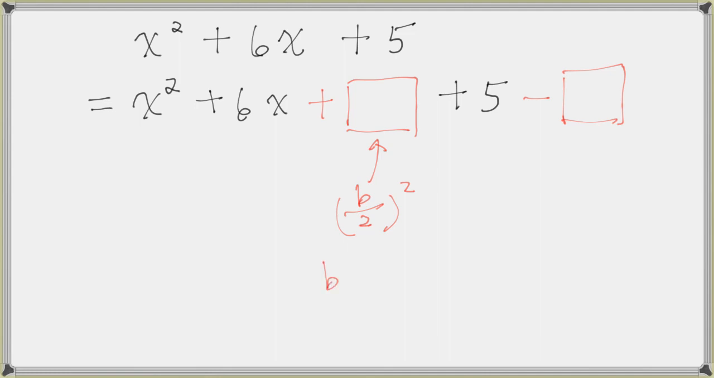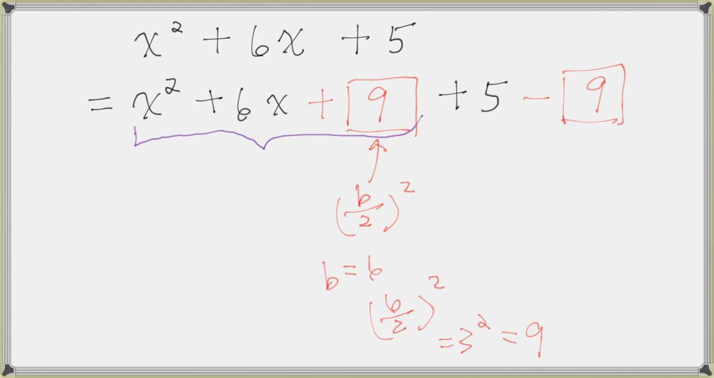And our b is 6. So this is (half of 6) squared. That is 3 squared, which is 9. So I'm putting 9 here and taking 9 away. Now this part is the complete square part. It is the square of x plus 3. And this part is subtract 4.